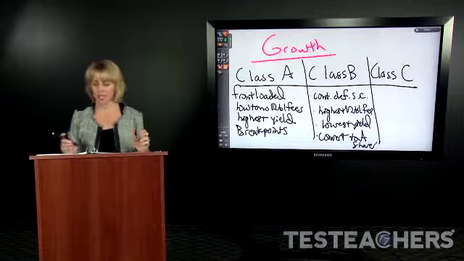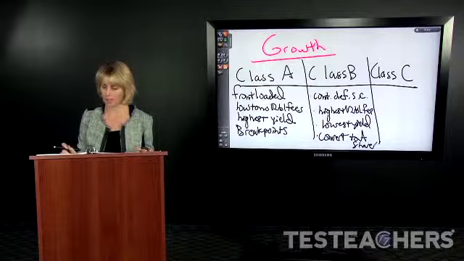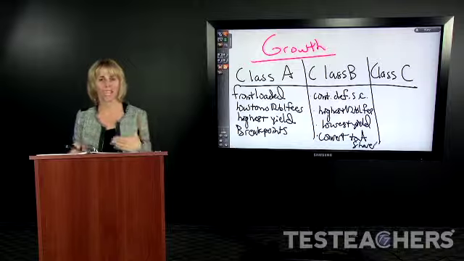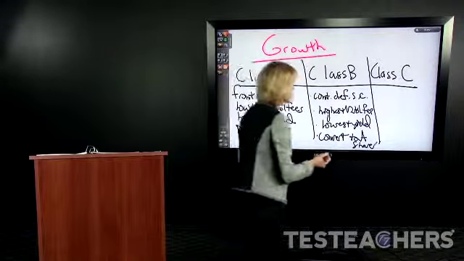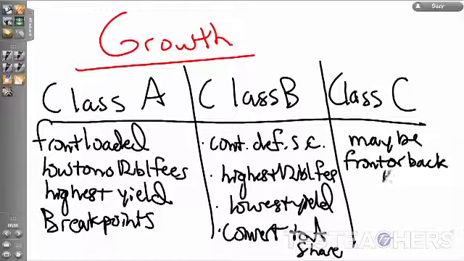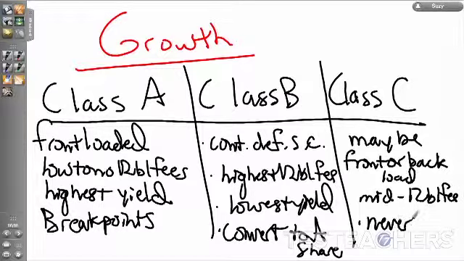And then there's Class C shares. I like to say that they're for people who can't decide otherwise. Class B shares convert to A shares, but Class C shares don't. So Class C shares may be front or back-end loaded. They have a middle 12B1 fee, and they never convert to A shares.